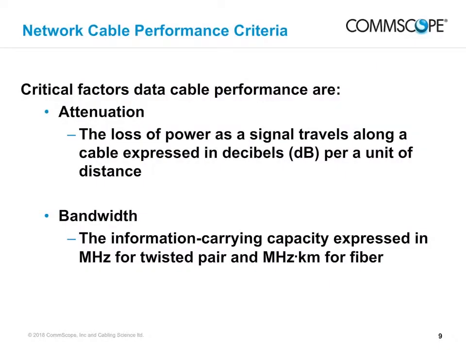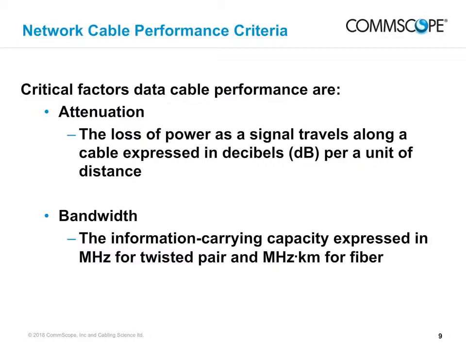The two critical factors determining data cable performance are attenuation and bandwidth. Attenuation, also known as insertion loss, is the loss of power as a signal travels along the cable. This dictates the cable's operating distance. It is expressed in decibels (dB) per unit of distance. Lower numbers are better. Bandwidth is the information carrying capacity of a cable. It is expressed in megahertz for twisted pair and megahertz per kilometer for fiber.